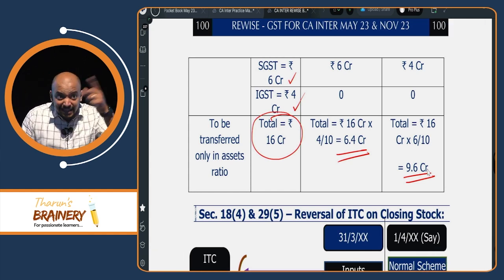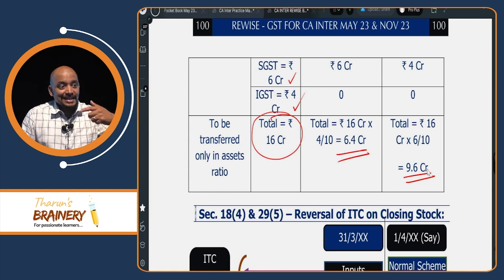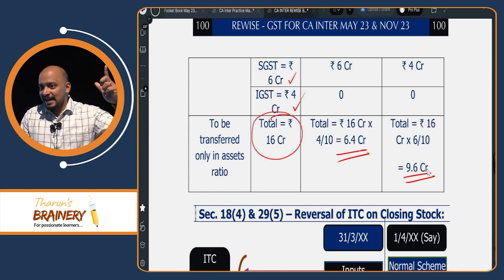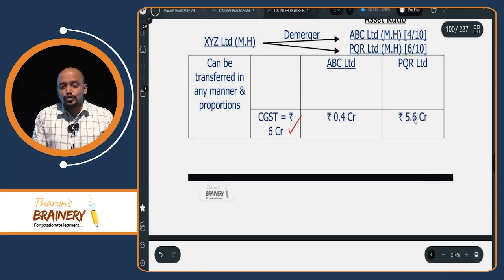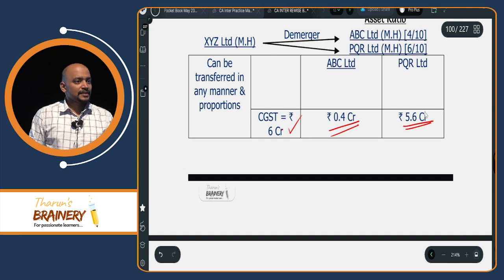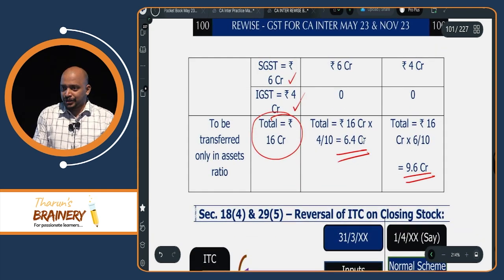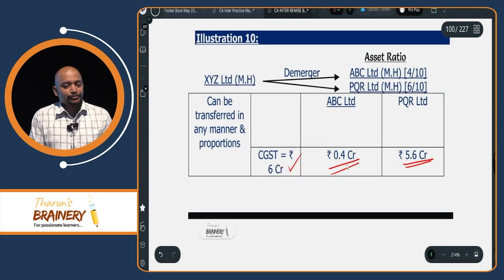But within that, CGST, SGST, I can decide. Which means I am transferring 6 crores to PQR, 5.6 crores to PQR and 0.4 crores to ABC. Actually, I am not following the ratio here, correct? So I don't have to follow the ratio. Overall, I need to follow the ratio, but between these, I don't have to follow the ratio.